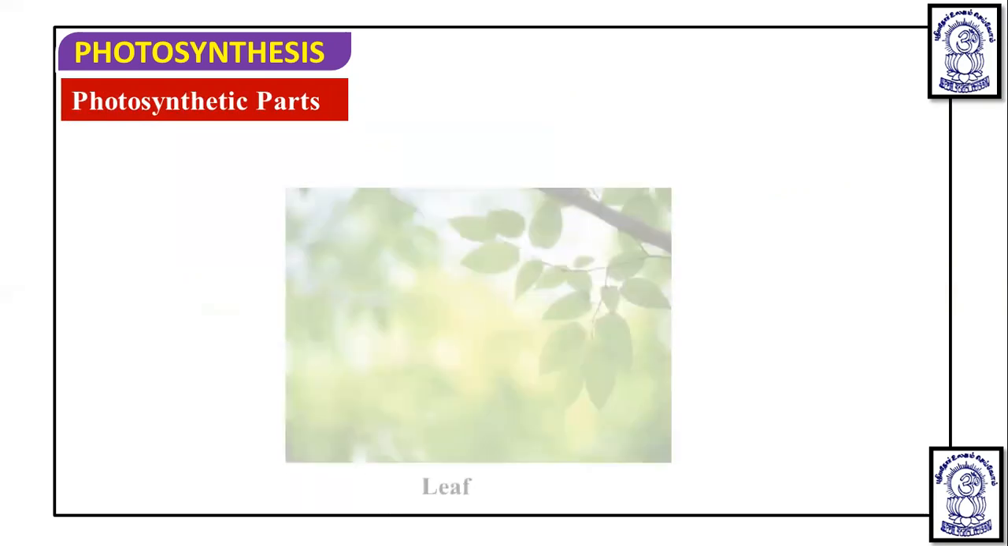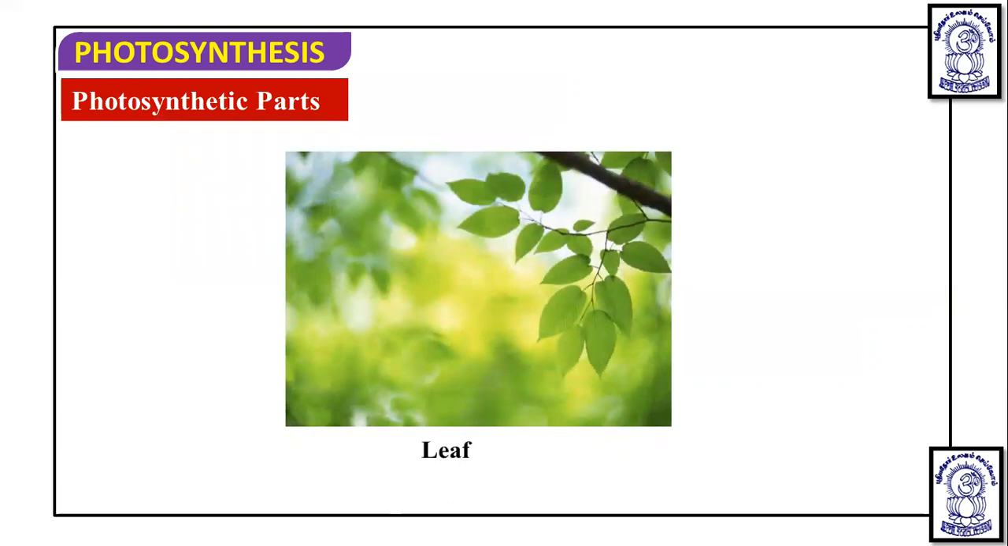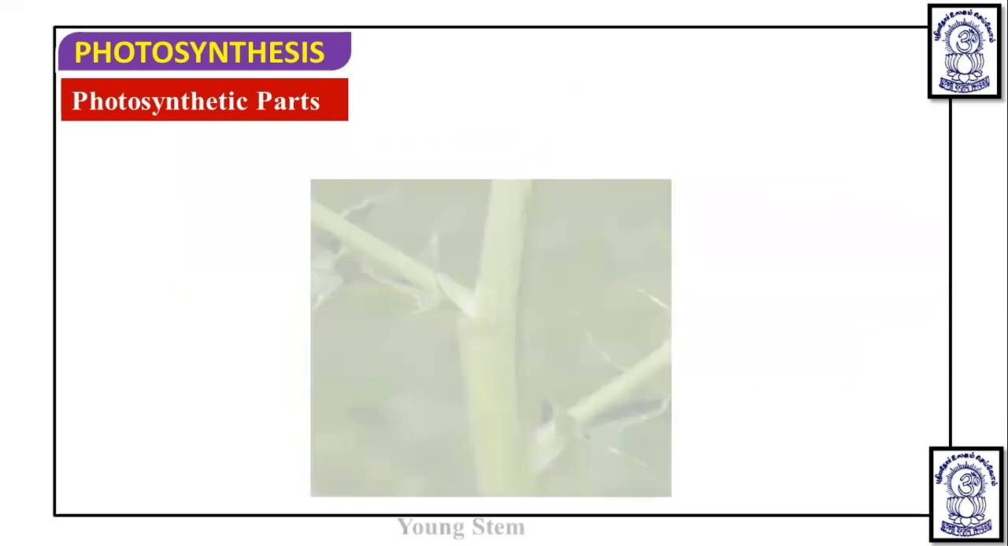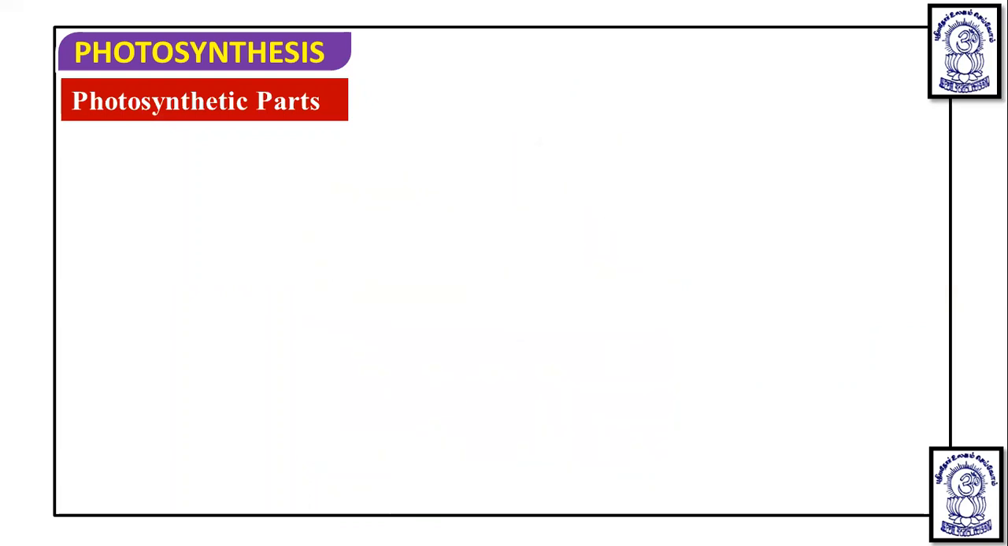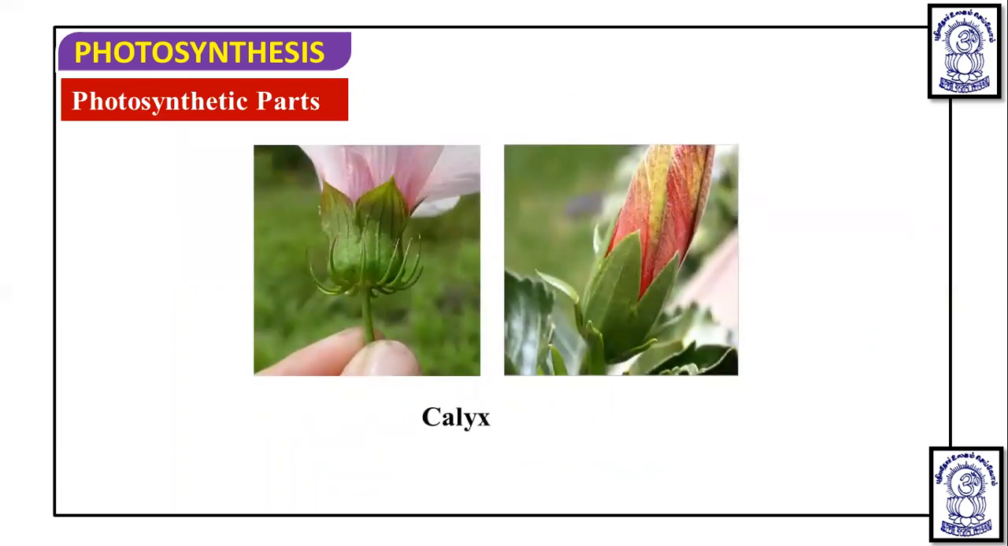Then what are these photosynthetic parts? The photosynthetic parts are the green leaves and other green parts of the plant where photosynthesis takes place. First is the leaves. Apart from the leaf, you will see that in the young stem also photosynthesis can occur. Apart from this, the calyx is there. The calyx is the group of sepals in the flower, and that also carries out photosynthesis.